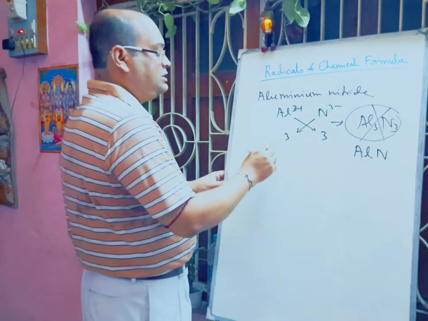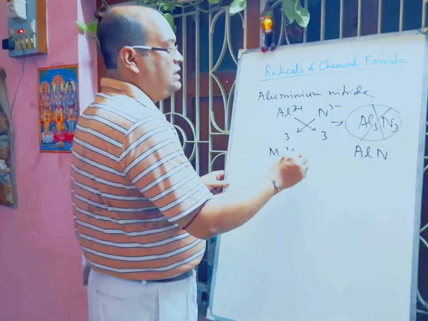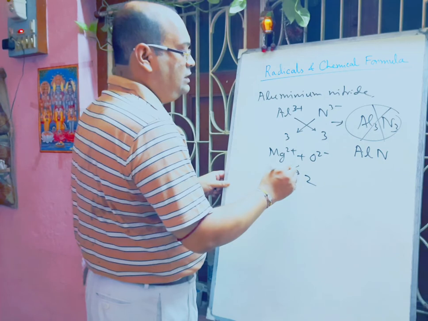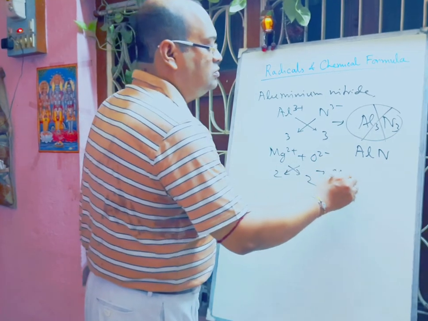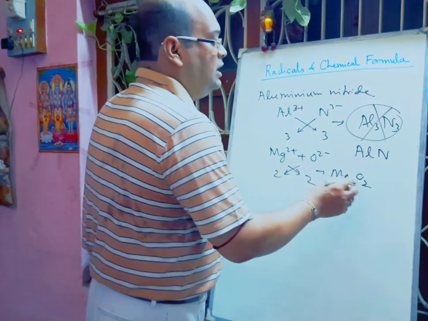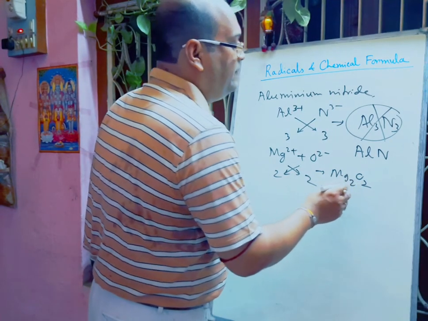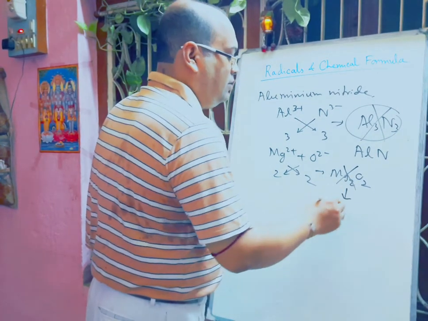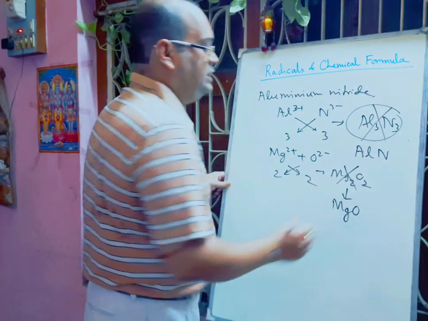Like magnesium oxide: magnesium 2+ and oxygen 2-, both valencies are 2. You should not write Mg2O2. So here you have to divide by the common factor, that is 2. If you take the ratio, otherwise this is not the correct formula. You have to write MgO, magnesium oxide.